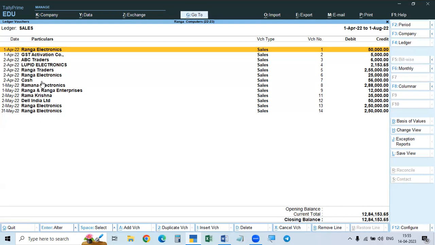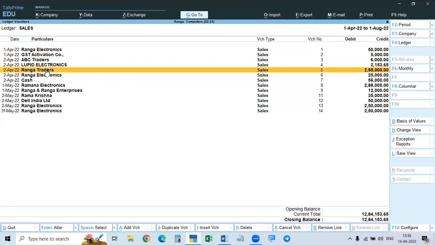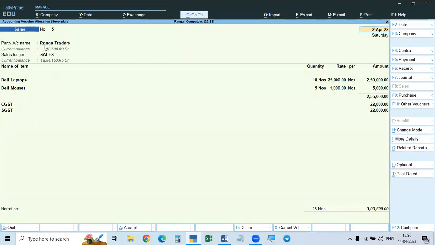Okay, now we will take up an example, on 2nd April. We sold goods to Ranga Traders on 2nd April. We sold 10 Dell laptops and 5 Dell mouses to Ranga Traders. For example, on the same day, he returned some of the goods. In the case of laptops, we sold 10, but due to damage or something, 2 laptops are not working. So he is returning them back.